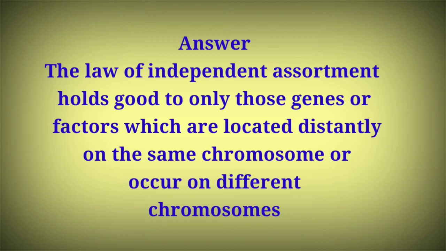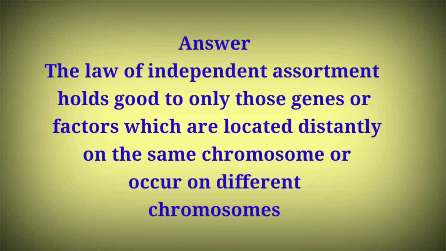Mendel was lucky enough to choose those contrasting characters which were present on different chromosomes. Therefore, the law of independent assortment holds good only for those factors or genes which are located distantly on the same chromosome, or which occur on completely different chromosomes. A chromosome bears hundreds of genes, and all these genes present on a chromosome are inherited together, except when crossing over takes place between them. So it is concluded that the linked genes, or the genes present on the same chromosome, can also get assorted independently during the formation of gametes, as Mendel had said in his experiment. He was lucky enough to choose those characters which were present on totally different chromosomes.